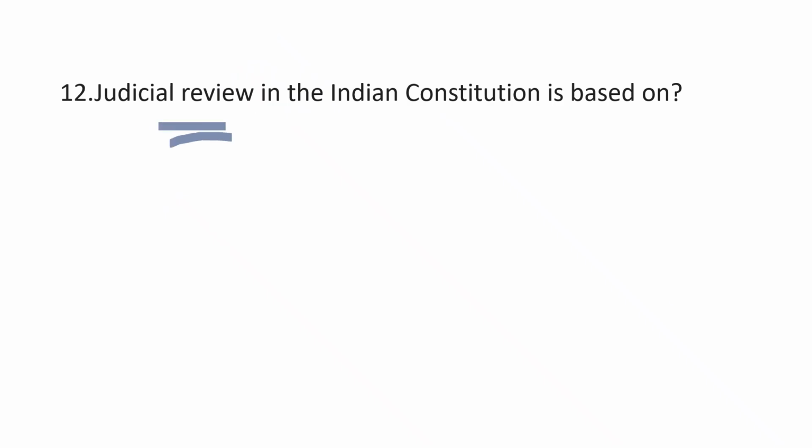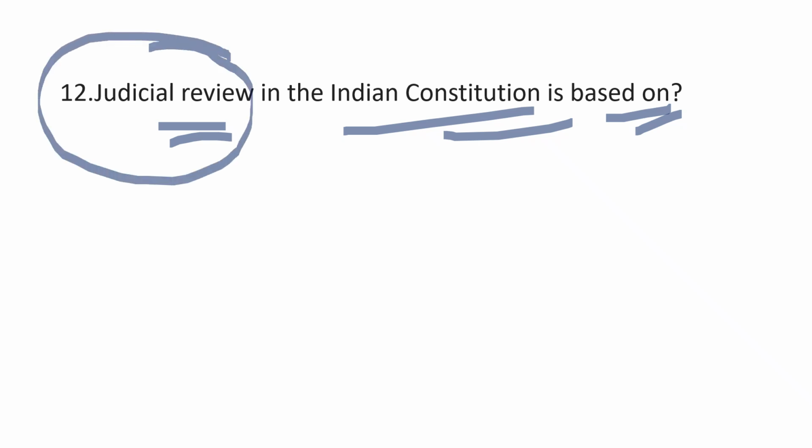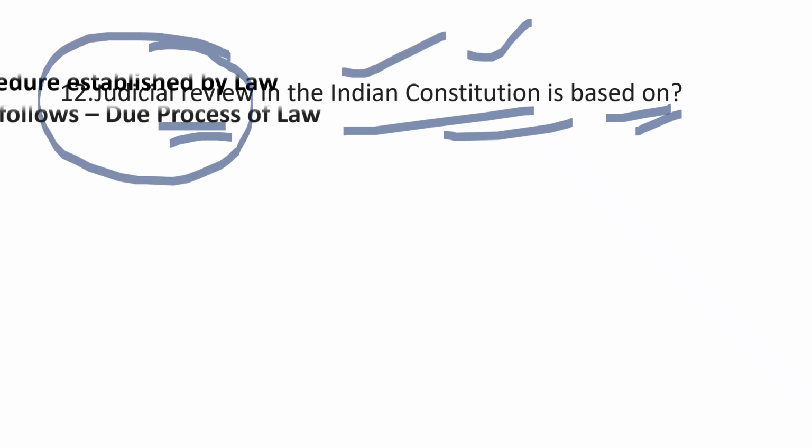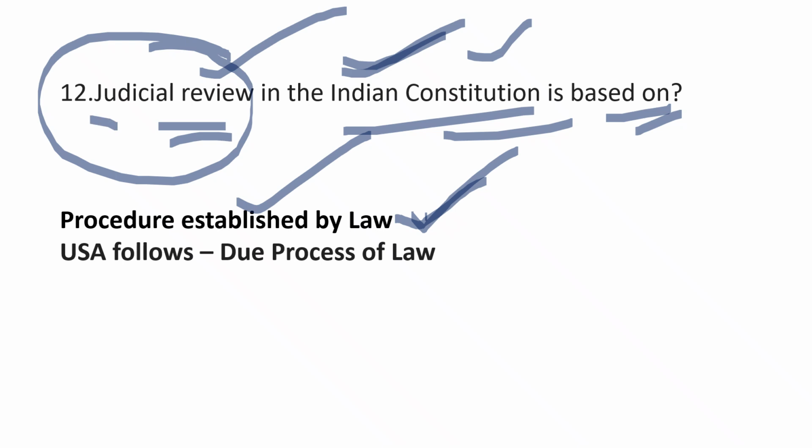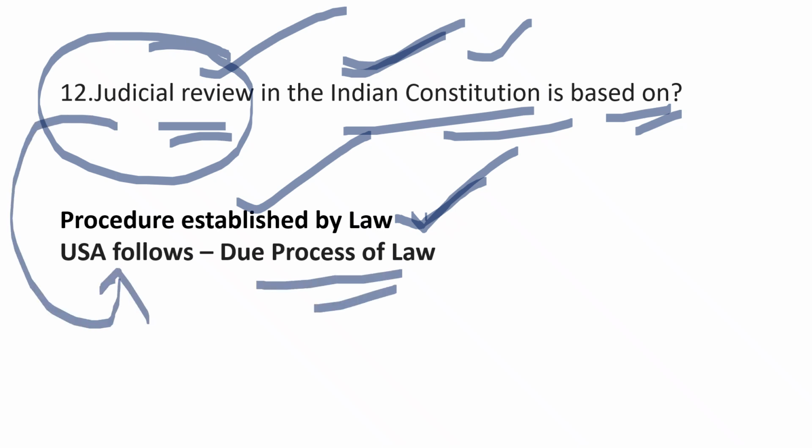Judicial review in the Indian Constitution is based on what? The answer is procedure established by law. The judicial review in the Indian Constitution is based on the procedure established by law. Okay, if it is in USA, it follows due process of law. Let us see the difference in the next question.